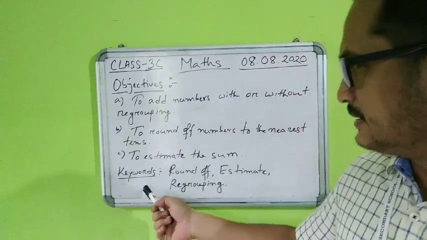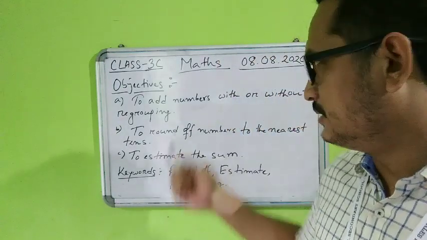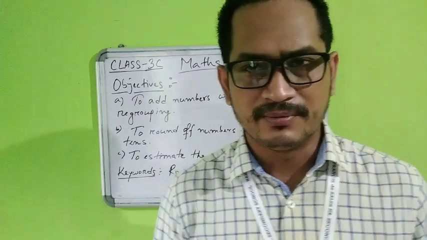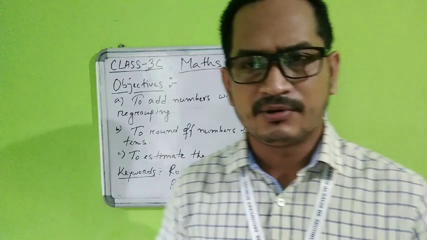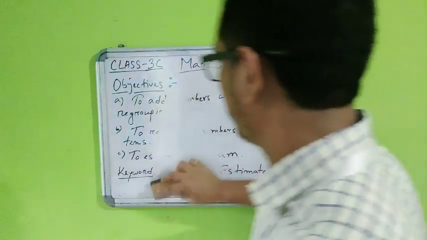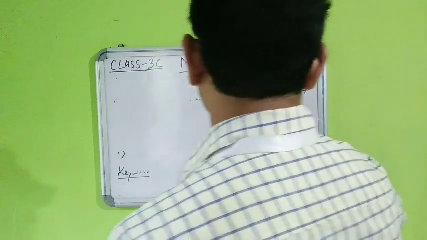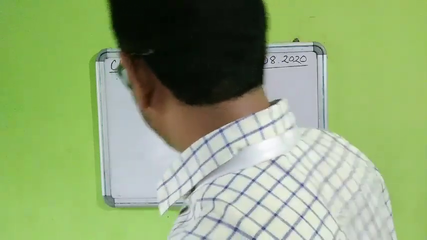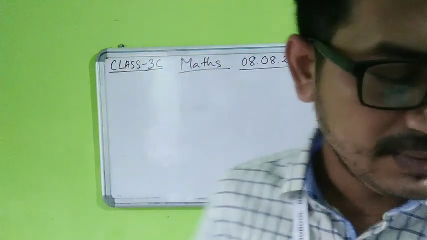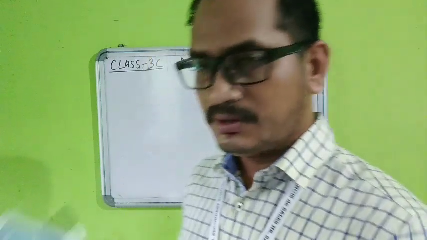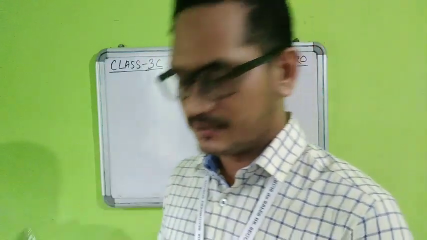So students, please write down the keywords as well below the objectives in the school copy. Fine. I will send a picture of this so that you can copy it down in your copy properly. Okay. So students, let us start now. In the beginning, students, please take out your textbook and page number 37, that is addition.